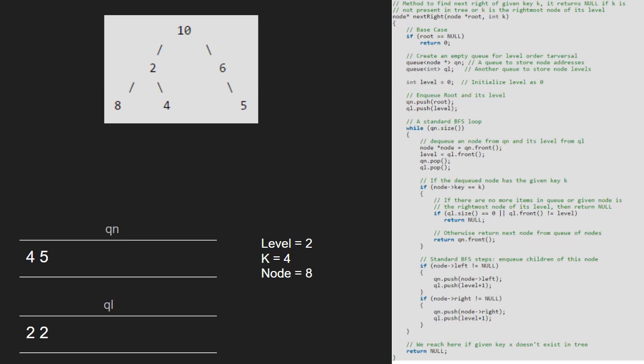Now, node will point to 4 and level will be equal to 2. We dequeue 4 and 2 from Qn and Ql. Next, we check if node is equal to 4. Since this condition is satisfied, we now check if there are no more items in queue or given node is the rightmost node of its level. Since both are false, we return the next item in Qn, which is 5. So 5 is the next right node of key, which was 4.